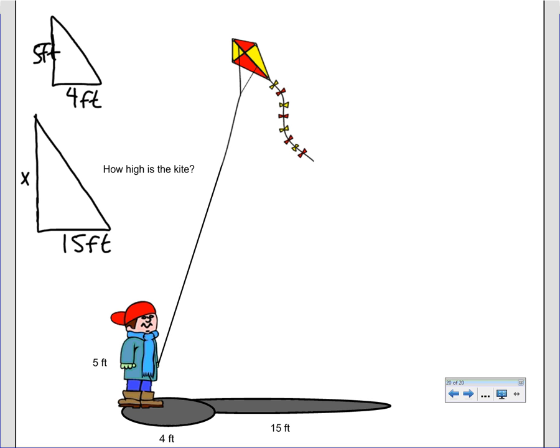We could do ratio, we could do scale factor. Right away, I don't necessarily recognize a scale factor from 4 to 15, but I can find it really quick. So how do I get from 4 to 15? Well, I could divide backwards. 15 divided by 4. And that equals, punch it in the calculator here, 3.75. So my scale factor is 3.75.